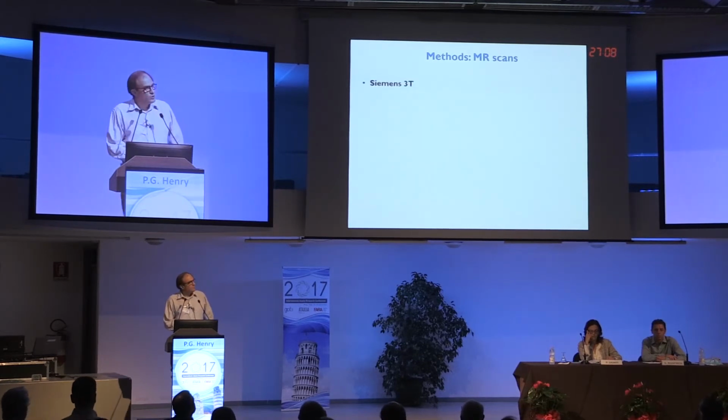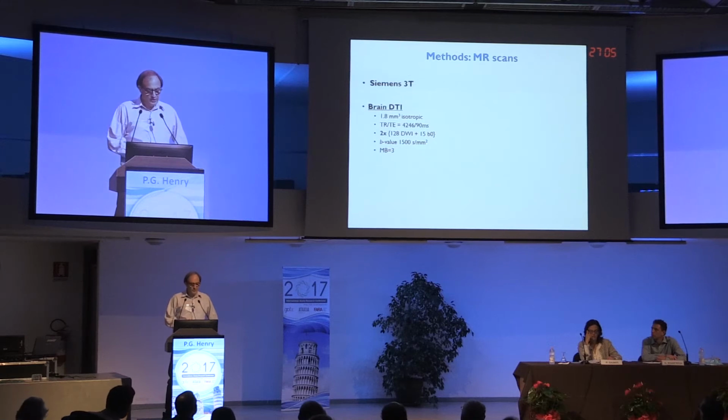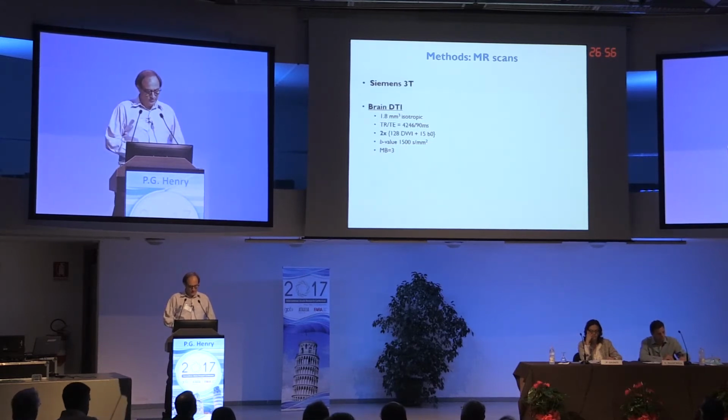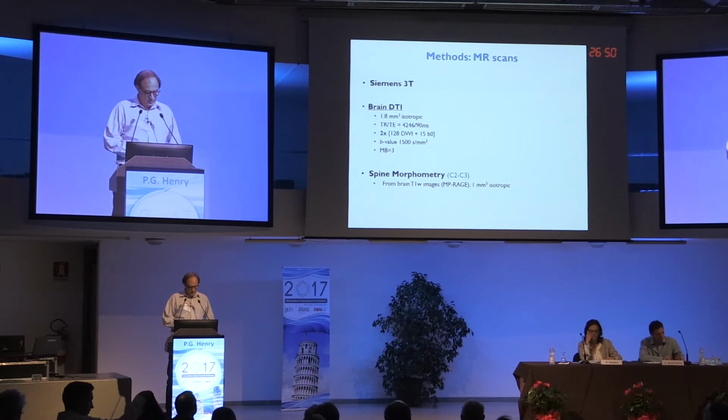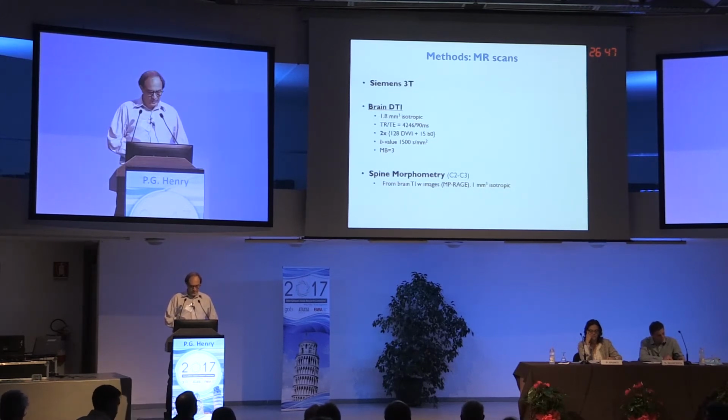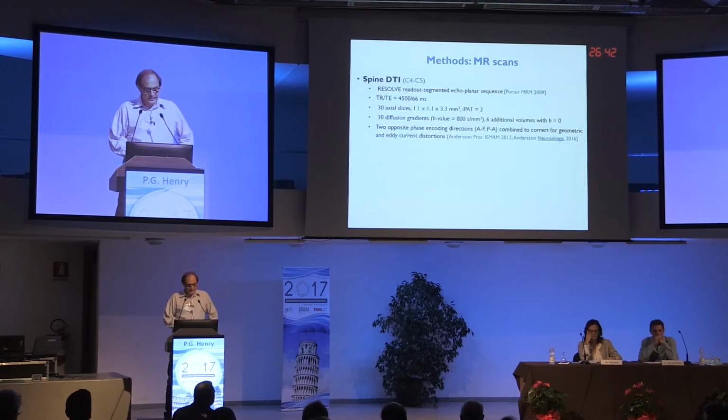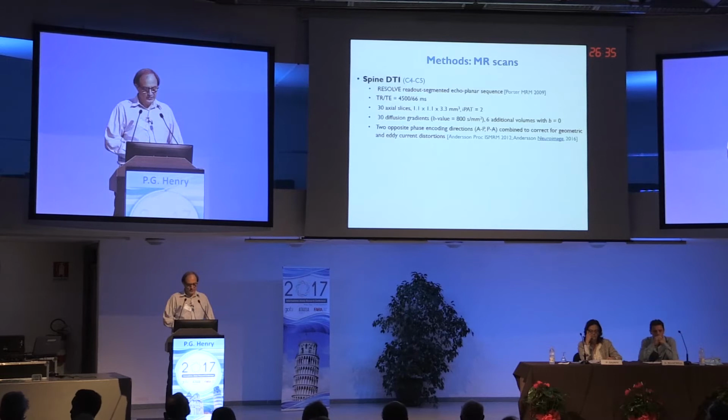The methods, all the work was done at 3T. Brain DTI was 1.8 cubic millimeter isotropic with 128 diffusion directions and 15 B0 and a multi-band factor of 3. Spine morphometry was done with regular T1 weighted images, 1 millimeter cubic isotropic. The spine DTI was done at the C4, C5 level with a resolved sequence, 30 slices and 30 diffusion gradients, 6 B0, and 2 opposite phase encodes to correct for distortions.